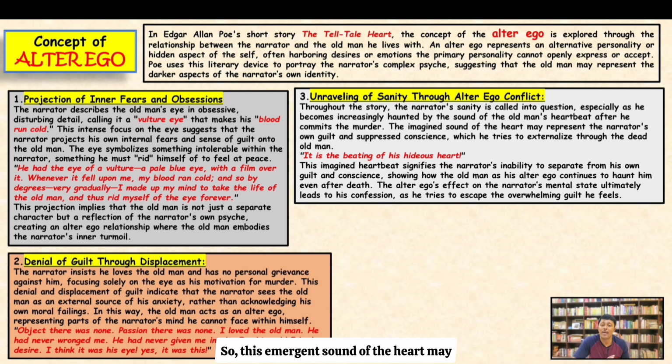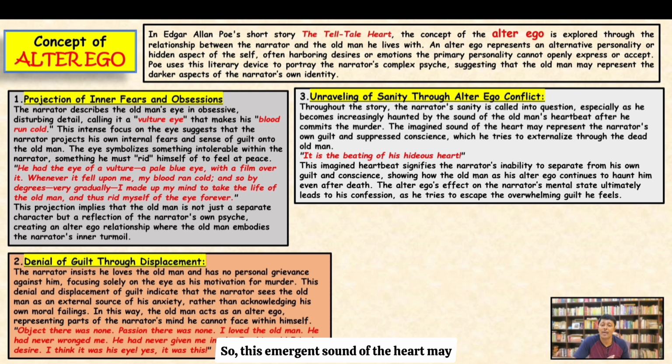Now, in the conclusion part, we can say that the old man serves as more than just a victim, he is the narrator's alter ego, embodying his darkest obsessions and unacknowledged guilt. So, using this point, you can actually create this version of alter ego, that the old man is actually the alter ego of the narrator. And these points are suggestive ones. And I tried my best to collect the textual examples for use. In each point, there are textual examples which you can use for your answer.